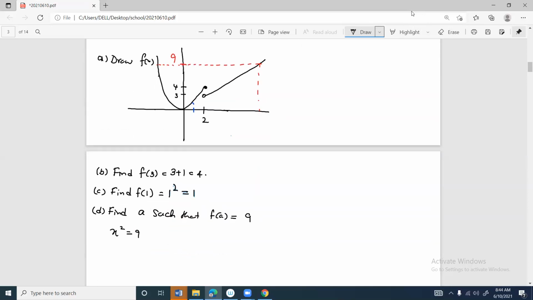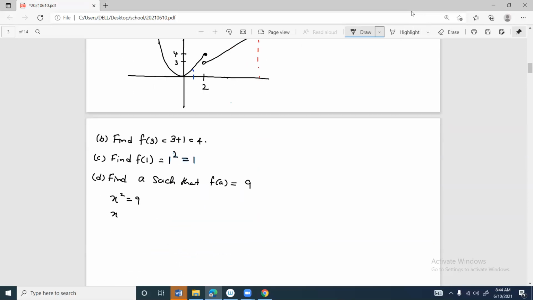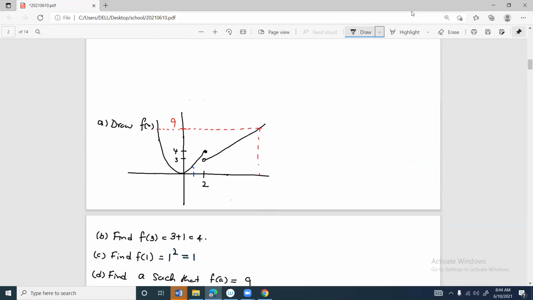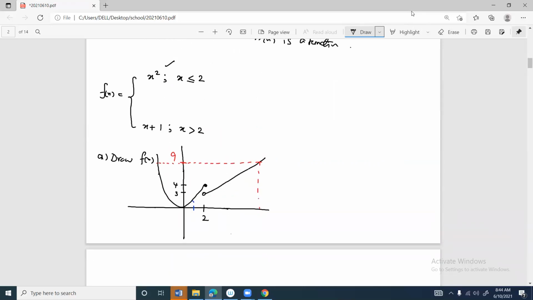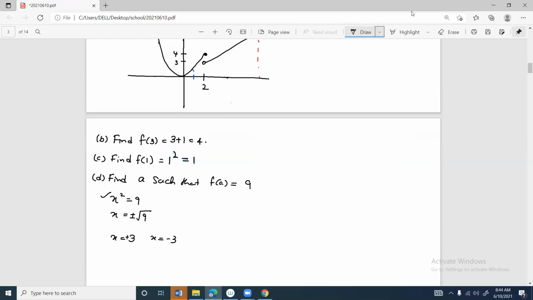Right, okay. Then what you can say is x equals plus or minus square root of 9. The first answer is x equals plus 3 or x equals minus 3. But you know that this function satisfies only the condition x is less than or equal to 2. Therefore, this solution does not exist. That means you can say x equals 3.